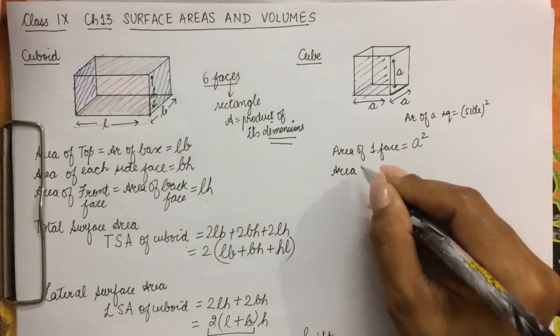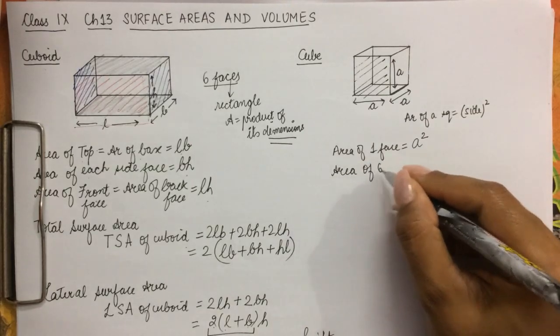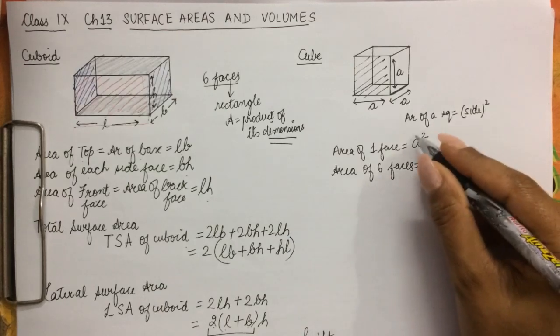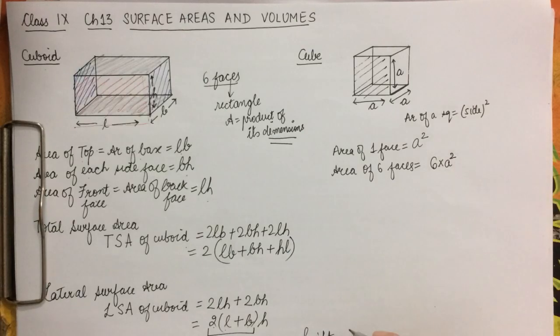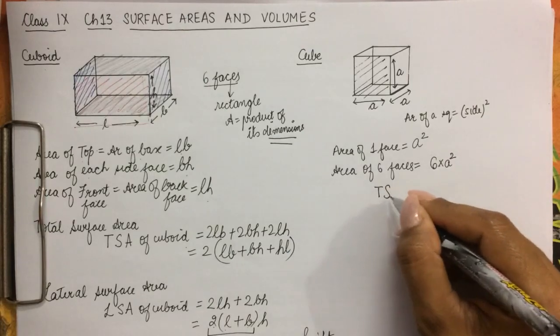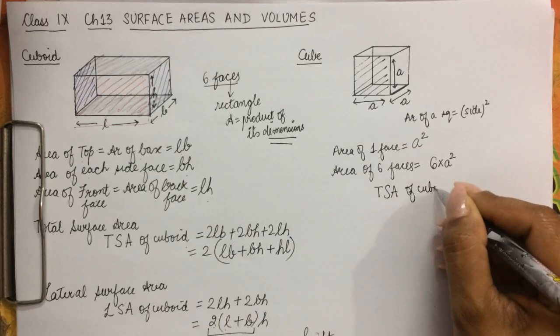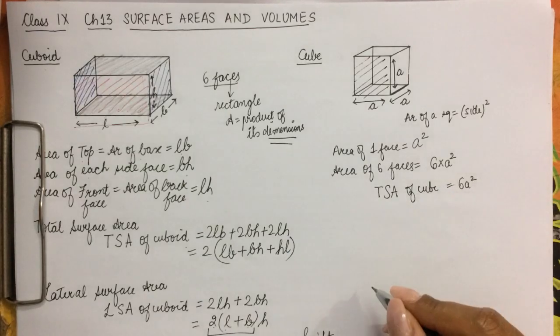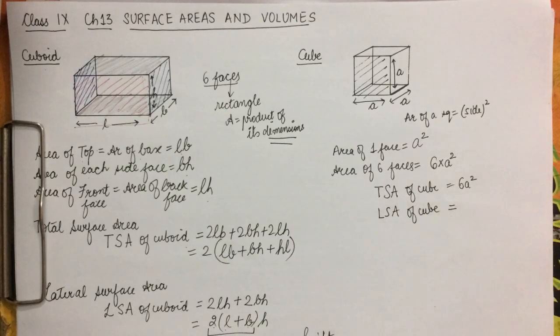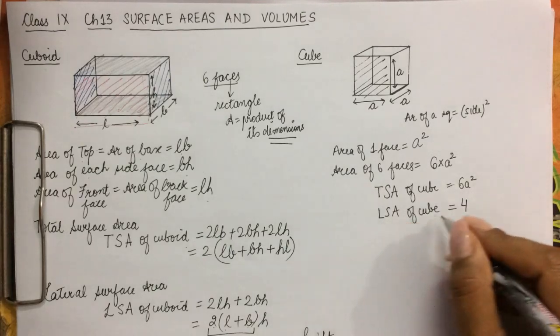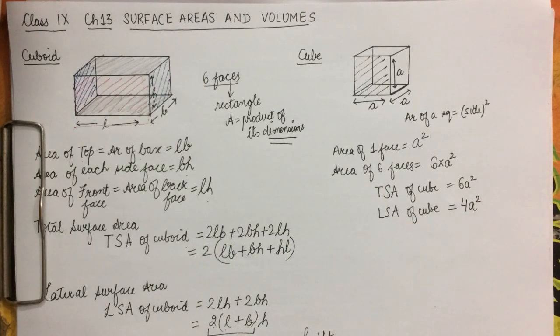And if we have to find out the total surface area, we need the area of all 6 faces. So if the area of one face is A square, the area of 6 faces will be 6 times A square. So this gives the total surface area of a cube. If we have to find out the lateral surface area of a cube, meaning we don't want to include the top and the base, then 2 faces will be excluded. Out of the 6 faces, we will be left with 4 side faces. So the lateral surface area of a cube will be given by 4 times A square.